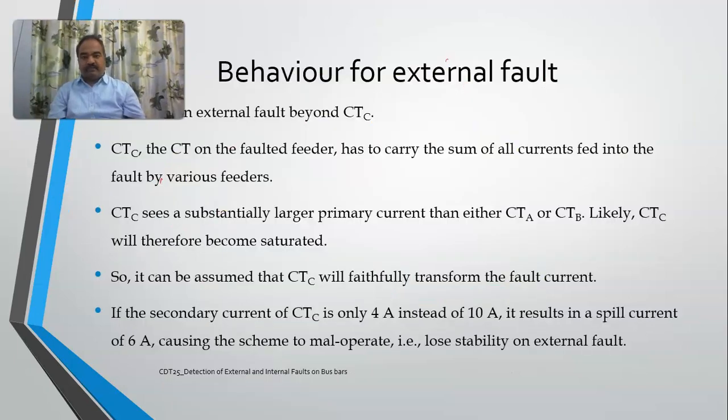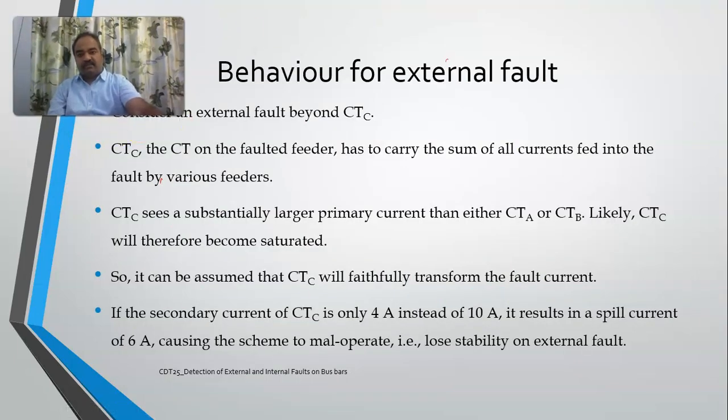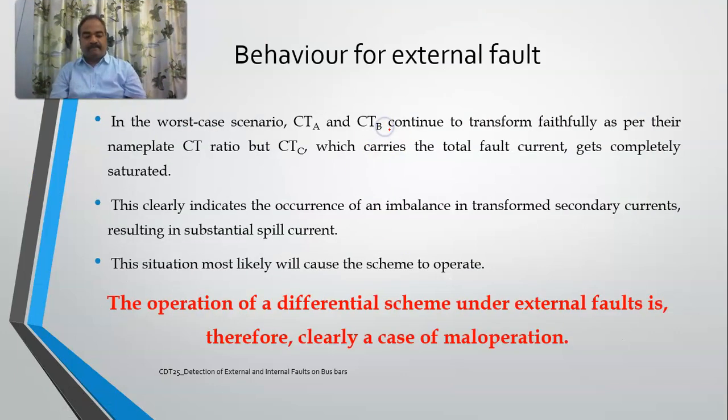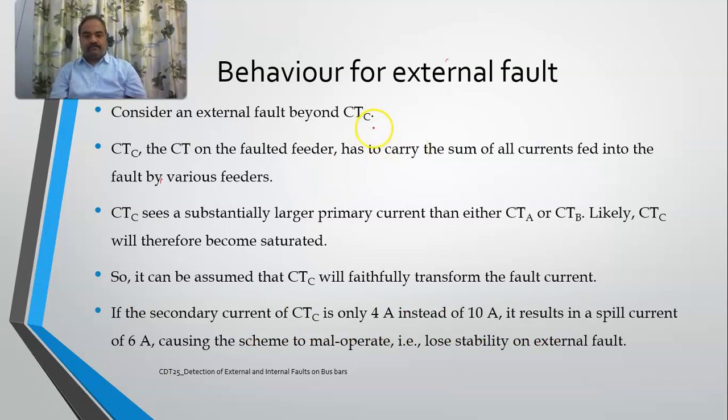Now see, I am considering an external fault. This is the explanation: consider the external fault beyond CTC. The CT on the faulted feeder has to carry the sum of all the current. So how much current is it carrying? 30,000 amperes it is carrying. It is a very large primary current. Either CTA or CTB, they are carrying only 10,000 and 20,000 amperes. So by default there is a higher probability for CTC to get saturated.